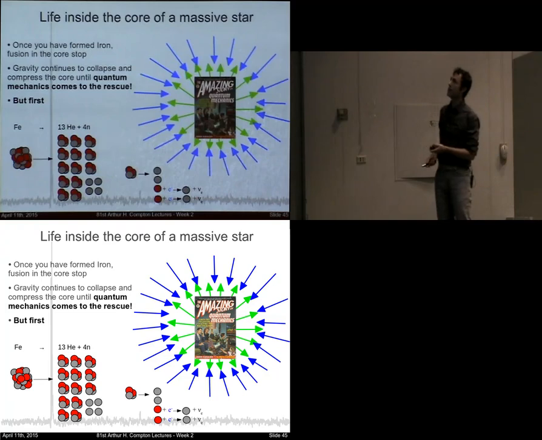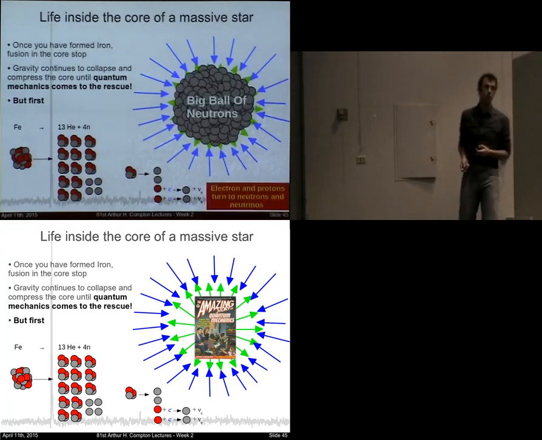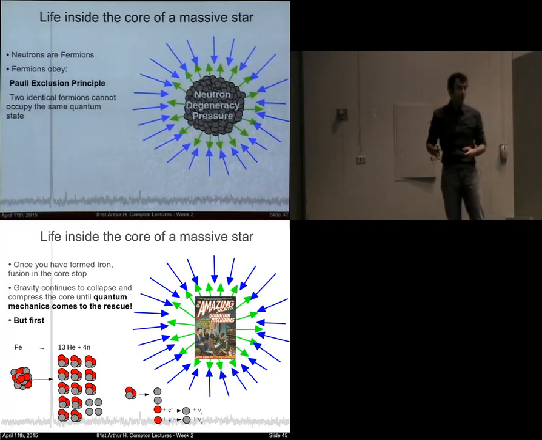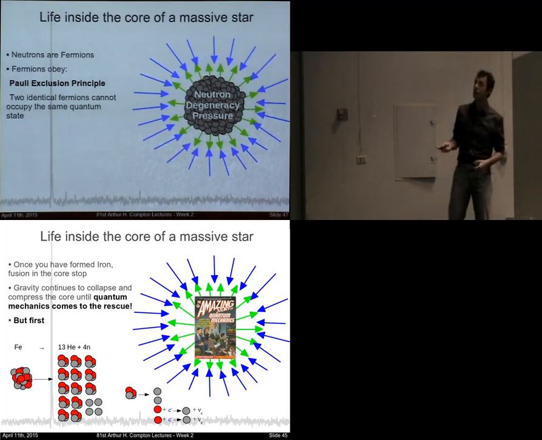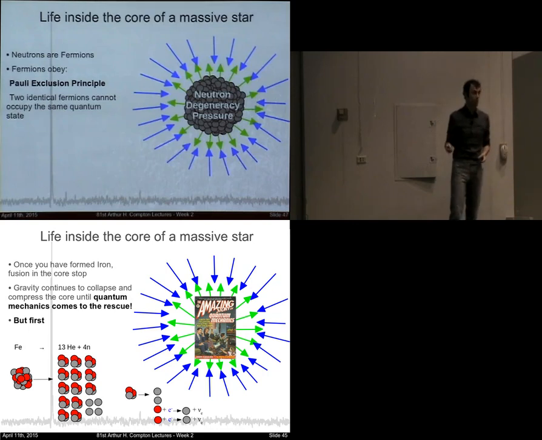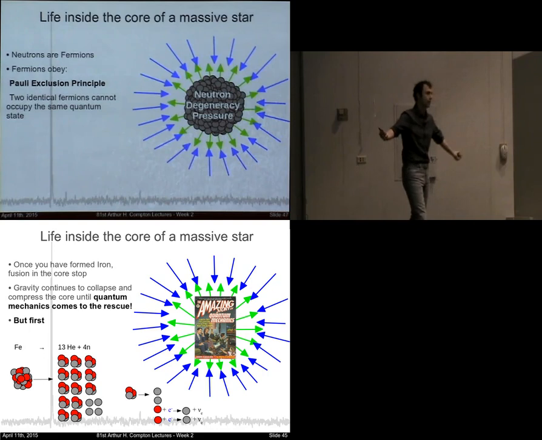So this is how you get your big ball of neutrons. And now, gravity comes in again. He's relentless. He keeps pushing. And eventually the neutrons end up the same way the electrons ended up in the core of the white dwarf. They end up so close together that there are no states for them to live in.